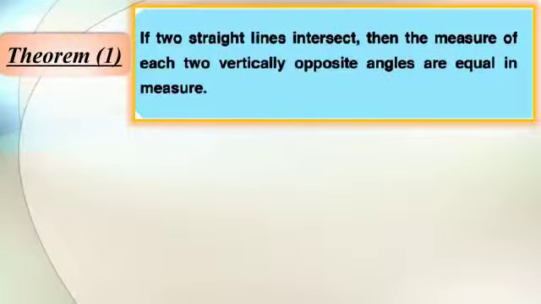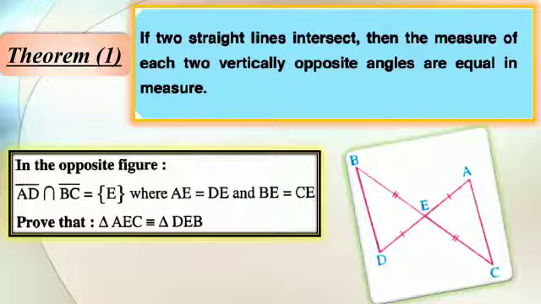Theorem number 1. If two straight lines intersect, then the measures of each two vertically opposite angles are equal in measure. We studied this before in the first term, this is the theorem, okay? But now how to prove it? Okay, look at this figure.